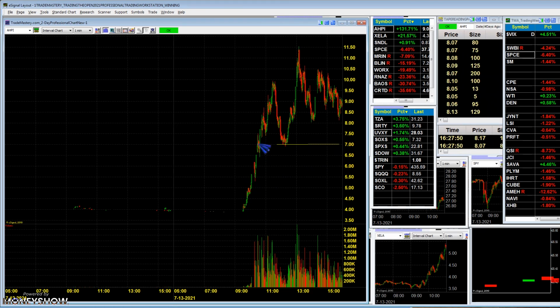Let's say you missed the first breakout. Welcome to my world. And then it sells down. You wonder, where's it going to bounce? Well, look for a bounce over a whole number that's near a midpoint, like this $7 is.